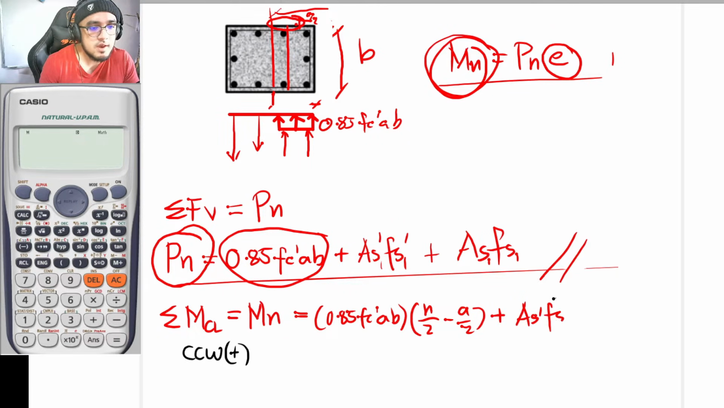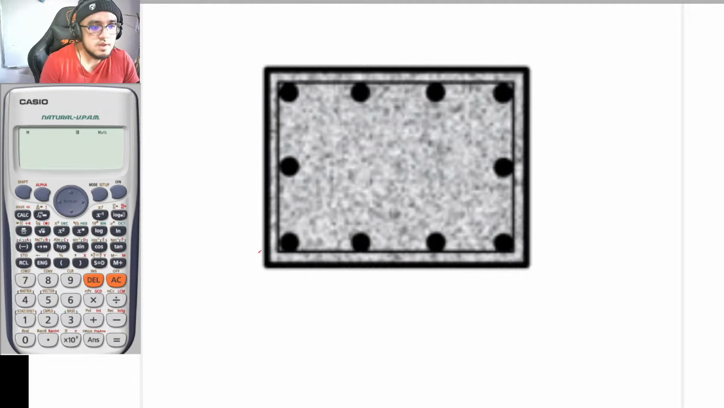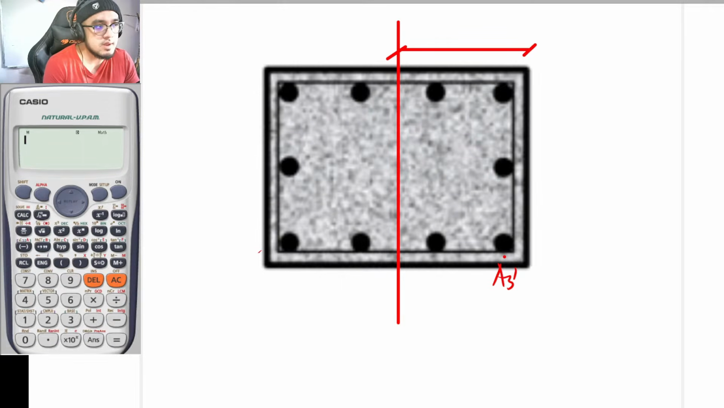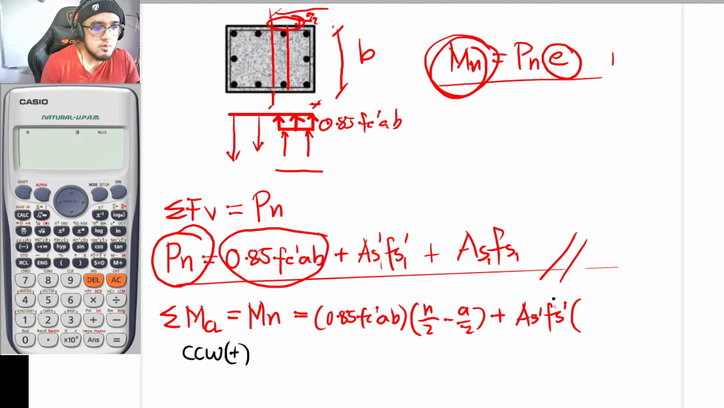Okay, so with that, plus AS prime, FS prime times lever arm. If this is now your AS prime, your lever arm would now be, of course, half of the total depth, and that is H over 2. So this AS prime here, of course, would have its spacing of D prime. So the lever arm from your center line up until the centroid of your bars is H over 2 minus D prime. So H over 2 minus D prime.